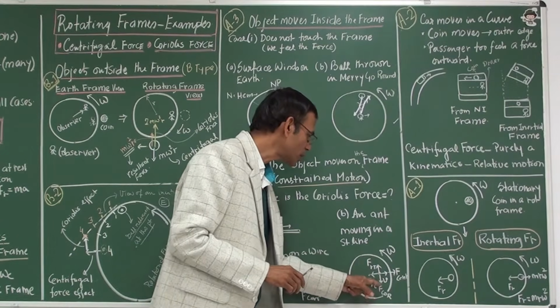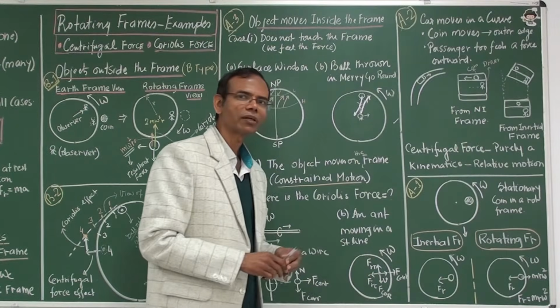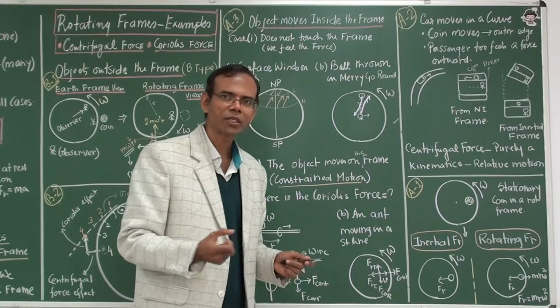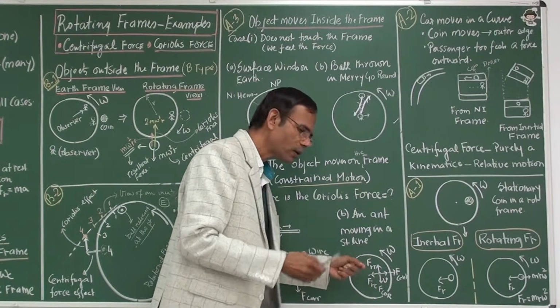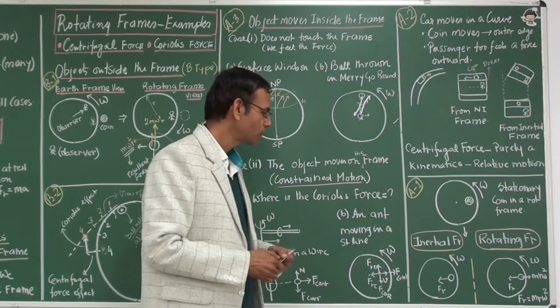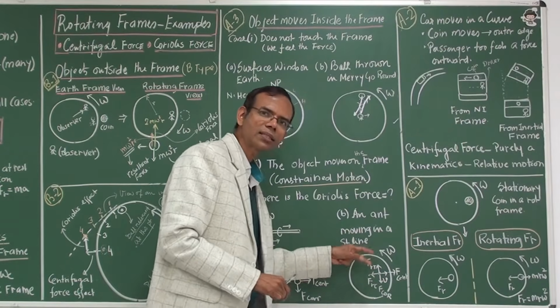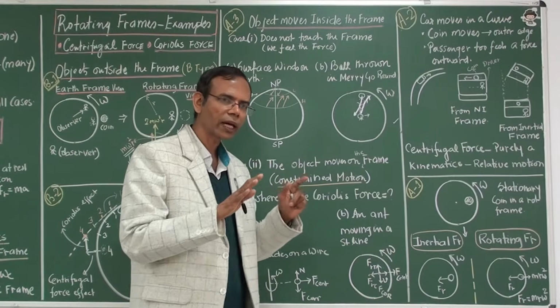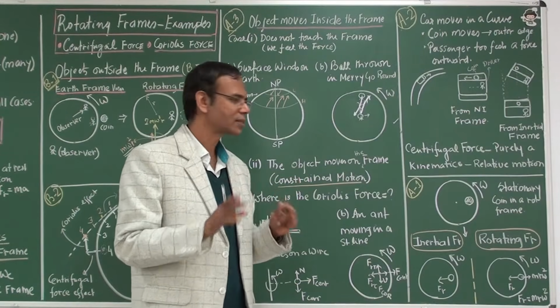So F Coriolis is basically balanced by the frictional force which the rotating frame is providing onto the legs of the ant. So you see how things are so consistent in physics. Once you apply the formula, you see that everything is consistent.